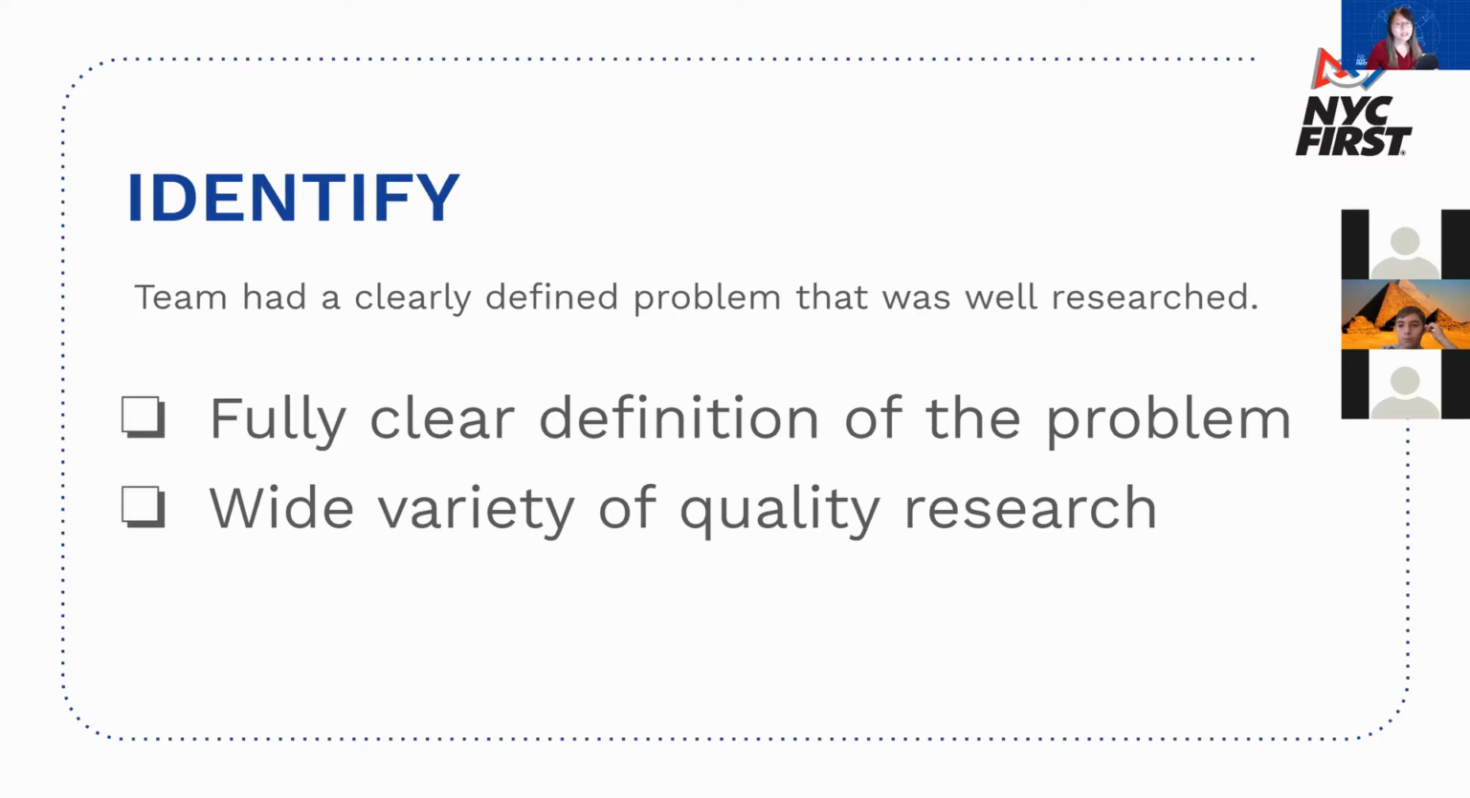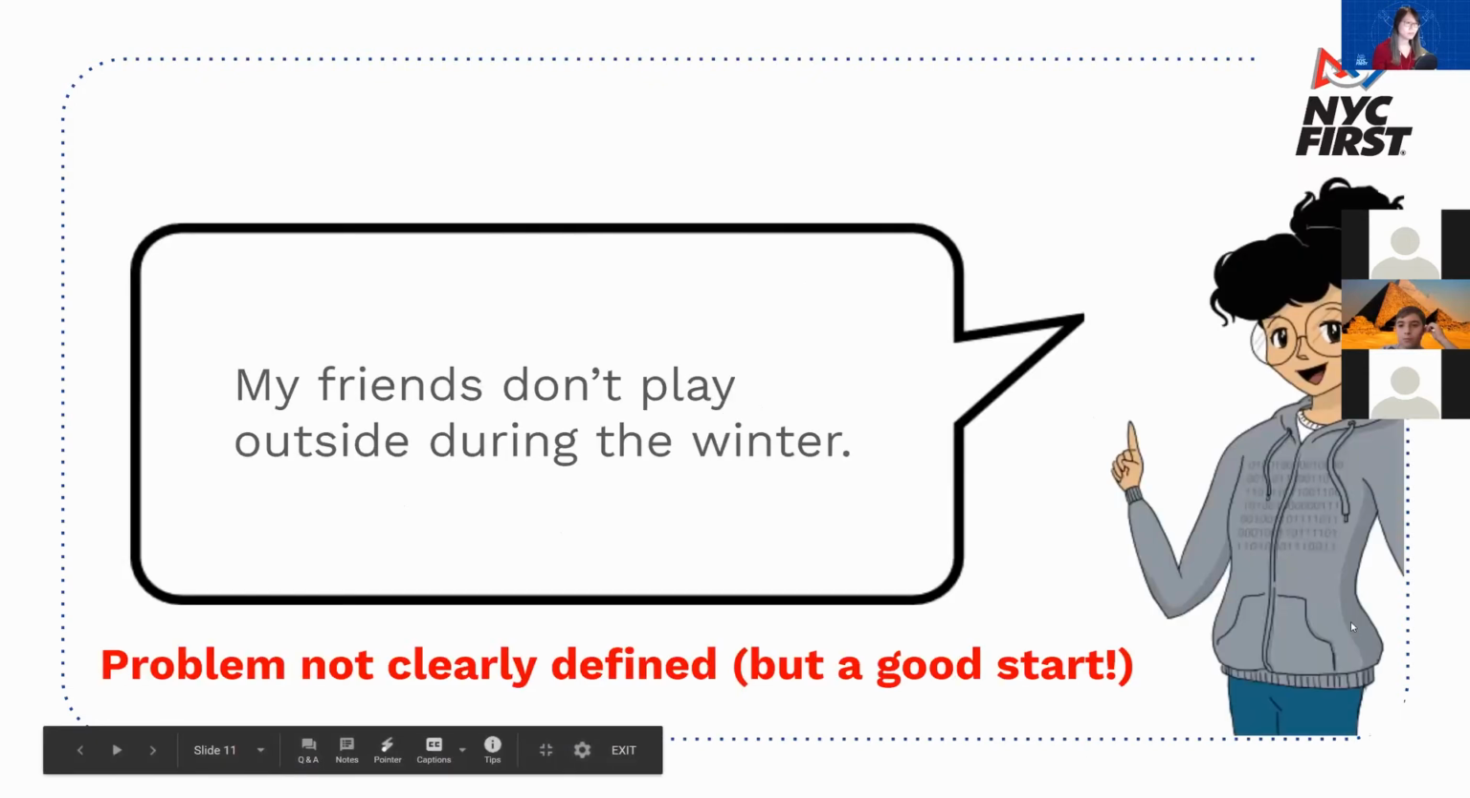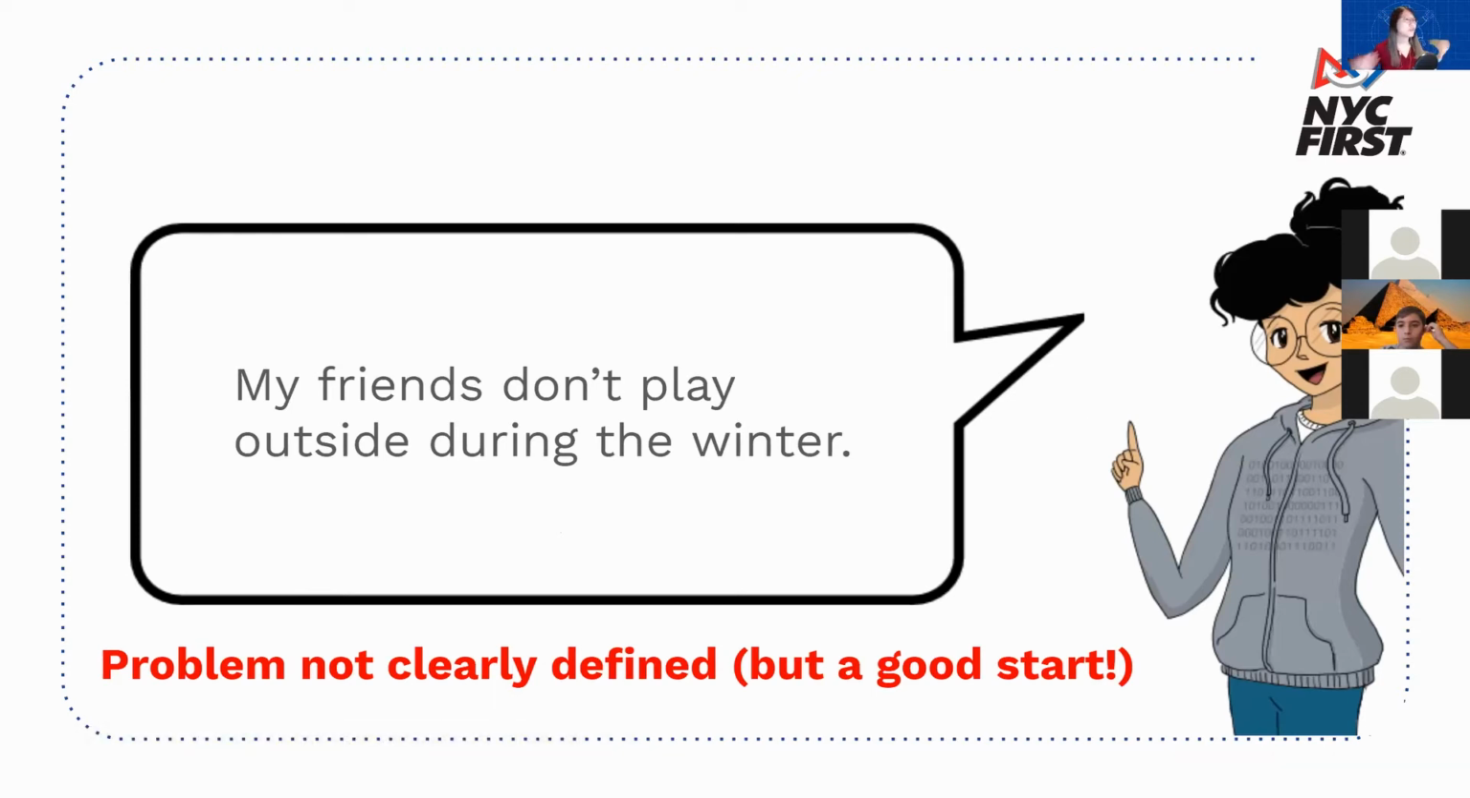And clearly defining your problem can be a little bit tricky. It means you need to narrow down your problem. Let's look at an example of what that means. So you might have asked around and found that your friends don't want to play outside in the winter. That is a problem, but what can you do to solve that problem? If your problem is my friends don't play outside during the winter, your friends might not want to play outside for a lot of different reasons.